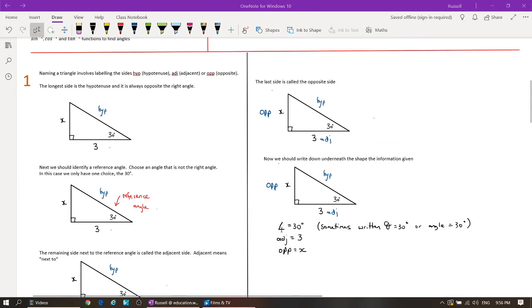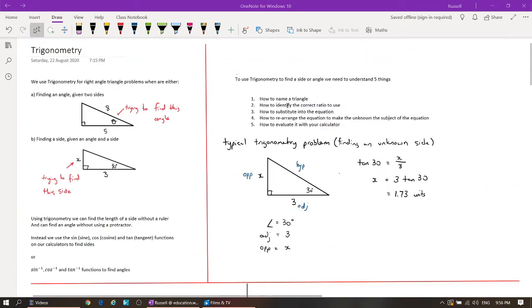Now underneath, we're going to label the things that we've been given according to these names. So next to ADJ, we're going to put 3. We're not going to put hypotenuse down because in this case it hasn't been given to us, so we're not really that interested in it. Next to opposite, we'll put X. Here it is here. And we've been given an angle, so we're going to call the angle 30 degrees. That's our reference angle. Sometimes it's written with theta equals 30 or angle equals 30. In this case, I've used this symbol because it looks like an angle. Right, so that's step 1 done.